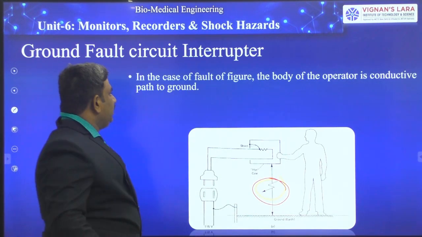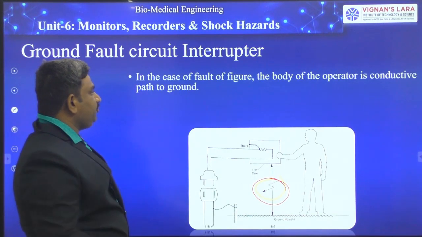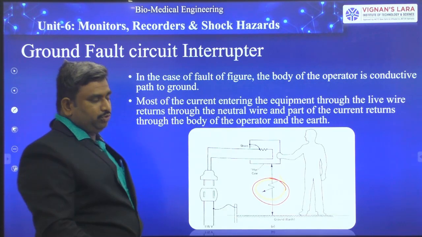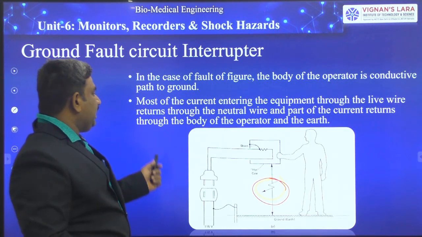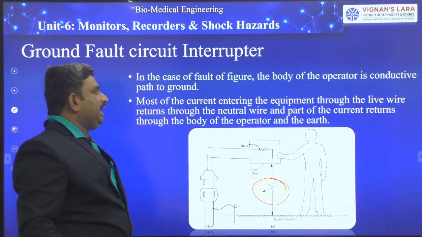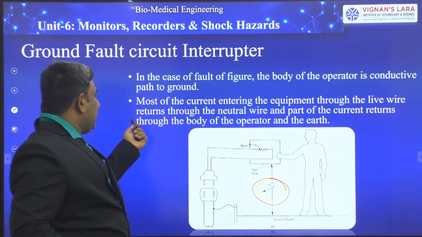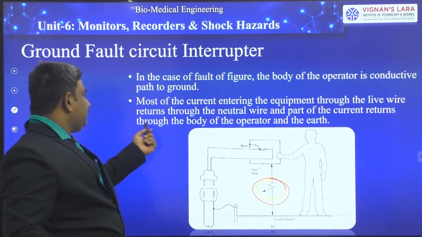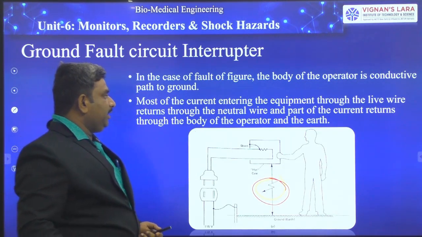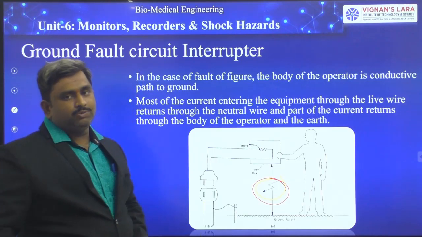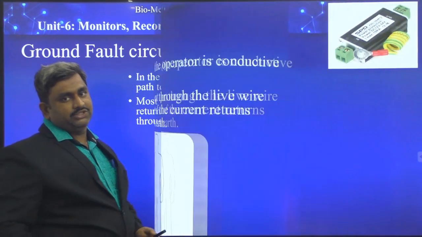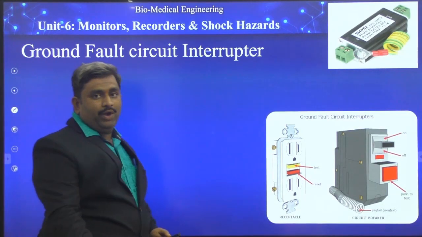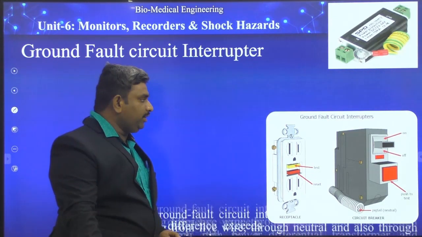Okay, right. In the case of a fault, the body of the operator is a conductive path to the ground, so at that time electrical accidents will happen. Most of the current entering the equipment through the live wire returns through the neutral wire, and part of the current returns through the body of the operator and the earth. When some of the current passes through the human body, an electrical accident will happen. For that reason, we provide a ground fault circuit interrupter.